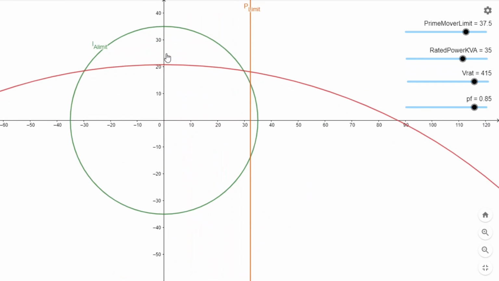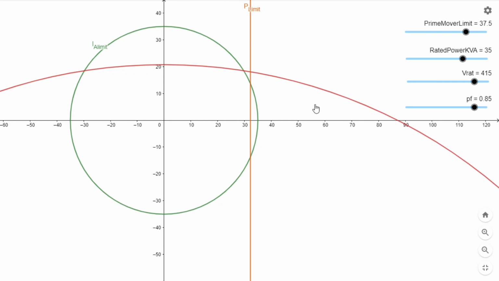So now what the generator can supply is the area within this particular part, the intersection of these three limits. So there's a line limit of physical power, there's a circle limit of the field current, which is the voltage, and there's a limit of the stator.